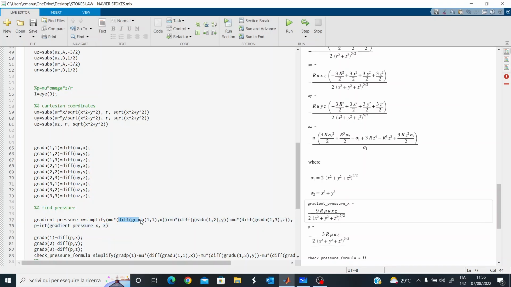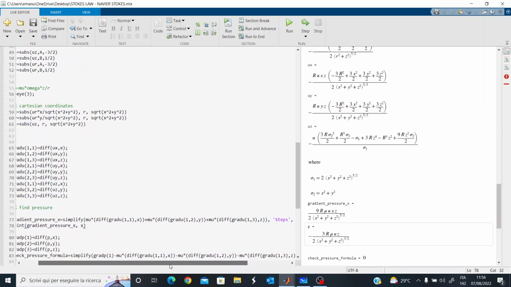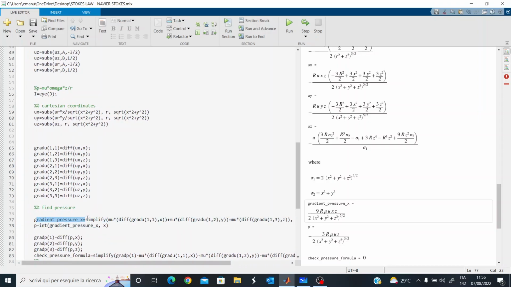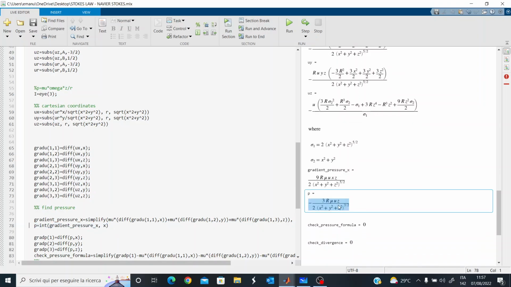So I have diff grad u 1, 1 with respect to x, which is simply the derivative of ux with respect to x twice. So it's the second derivative of ux with respect to x. Then here I have the second derivative of ux with respect to y, and here I have the second derivative of ux with respect to z. And after I calculate this gradient, in this case the partial derivative of the pressure with respect to x, I have to integrate that function with respect to x to find the pressure. The pressure will be simply the integral of the derivative of p with respect to x over x. So I simply have to integrate, and this is the expression that I find for the pressure here.